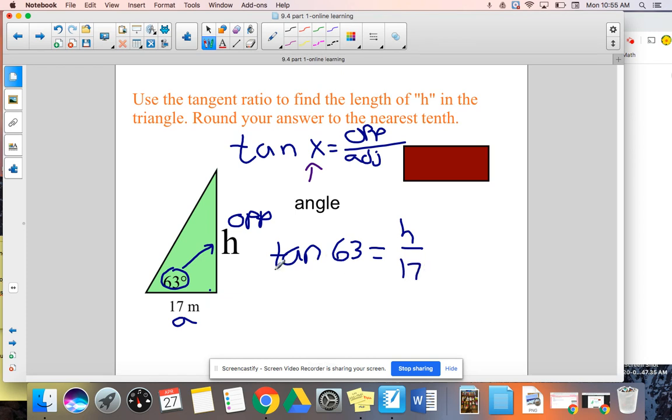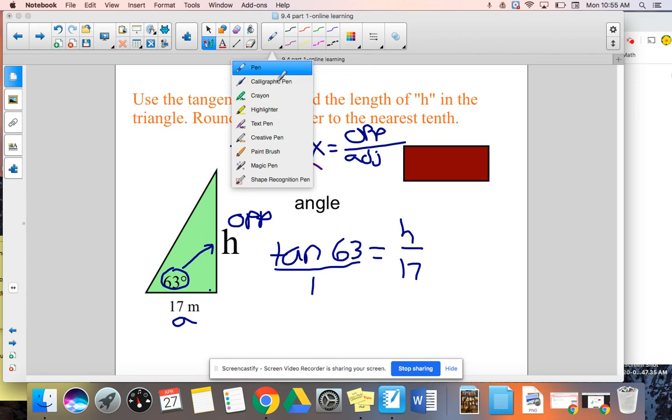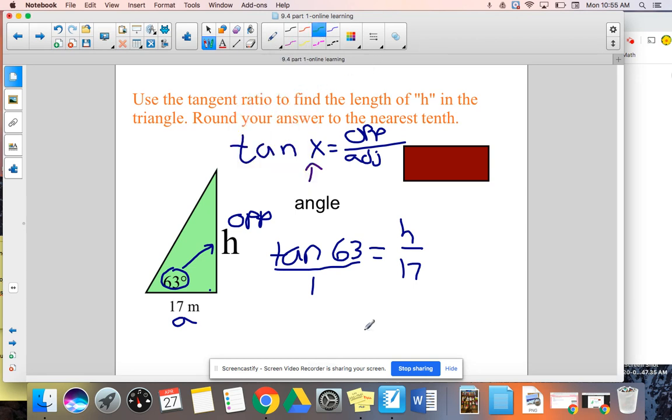And then to solve this, I'm going to put this over 1 to create some proportions, and then I can cross multiply to solve. So if I cross multiply here, I'll have that h times 1, so that's h is equal to 17 times the tangent of 63.